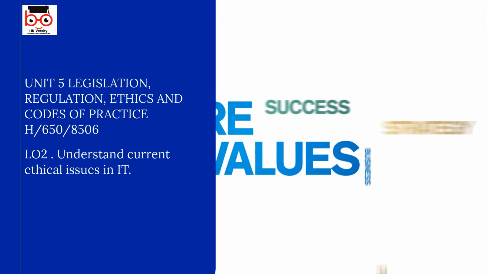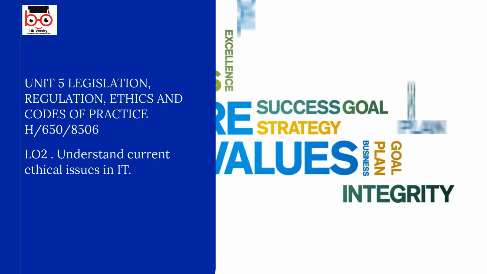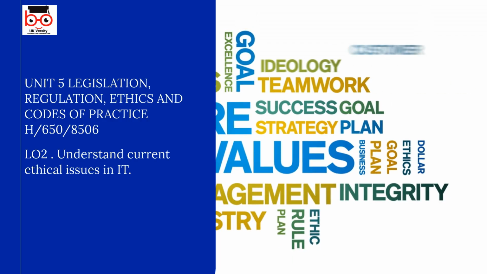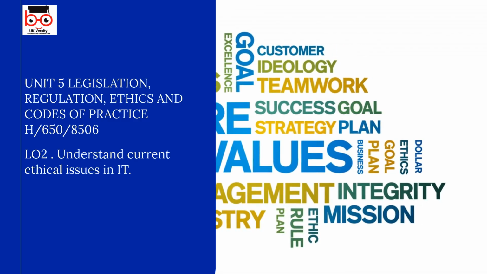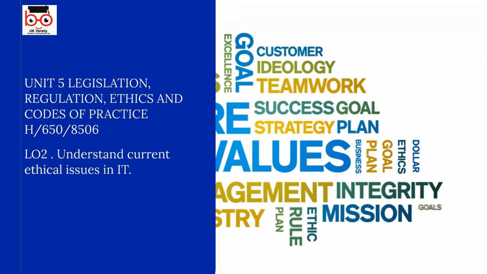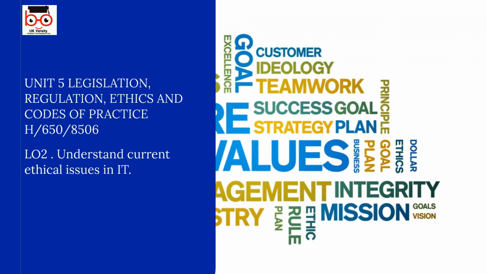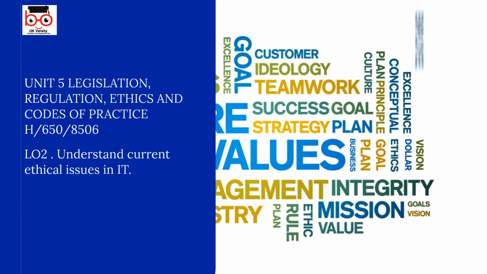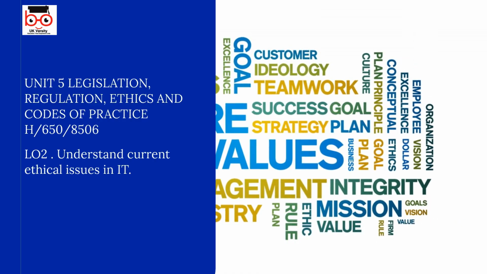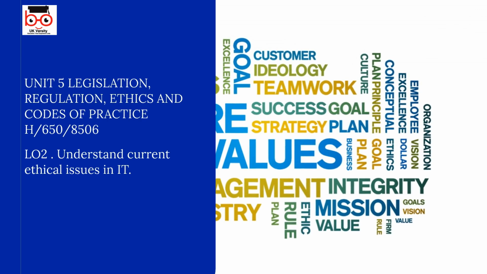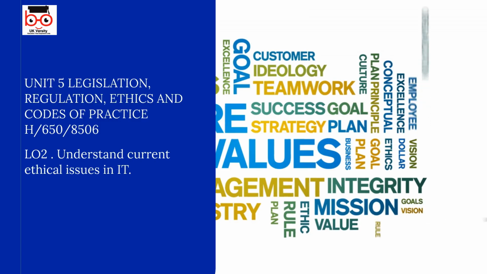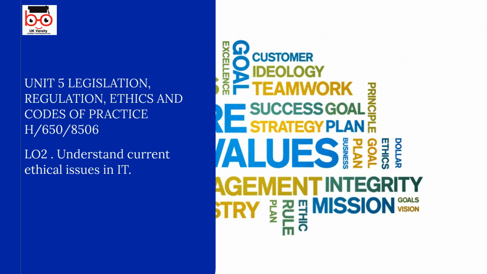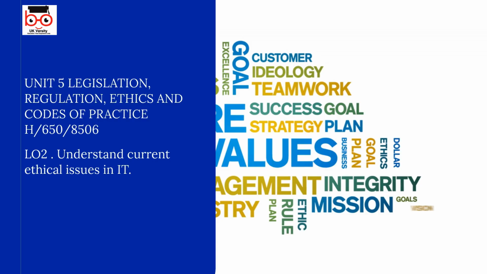In this module, we will focus on Learning Outcome 2, Understanding Current Ethical Issues in Information Technology. Information technology has transformed the way we live, work, and communicate, but with these advances come significant ethical challenges. IT professionals today face complex dilemmas, ranging from data privacy and cybersecurity to issues such as the digital divide, AI ethics, and intellectual property. In this session, we will explore these ethical concerns in detail, examining how they affect organizations, individuals, and society as a whole.